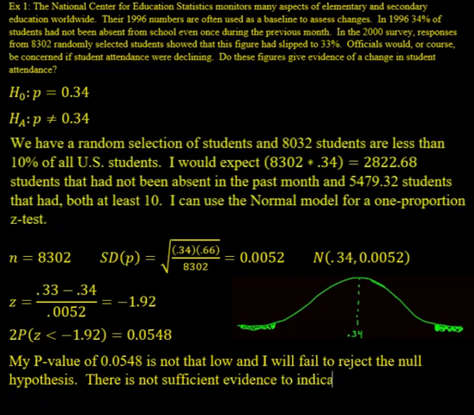Now, the thing is, with a 0.0548, you could say, oh, that is still pretty low. I think there is evidence. Especially if you looked at a one-tailed test, if we just look below 0.34, it definitely would be low. So there's some wiggle room here for sure. It's the statistics that we're really worried about.